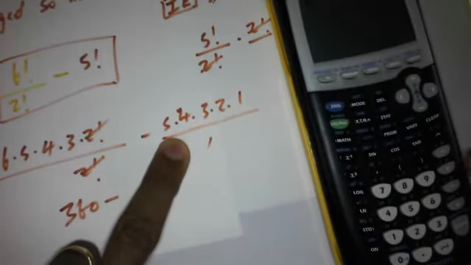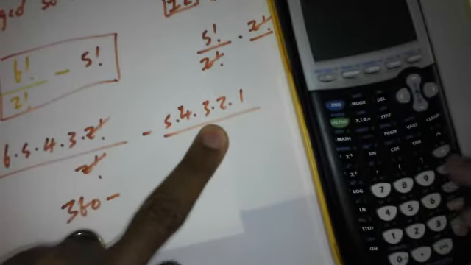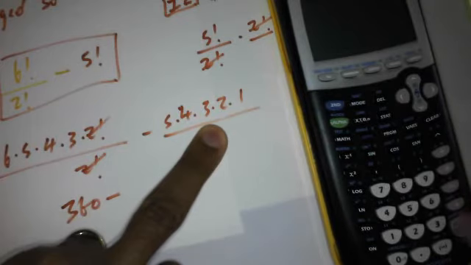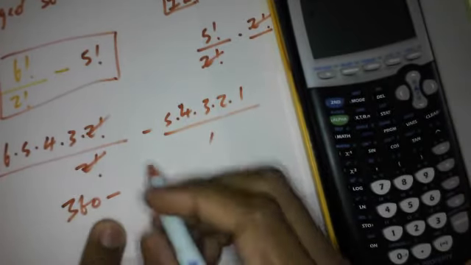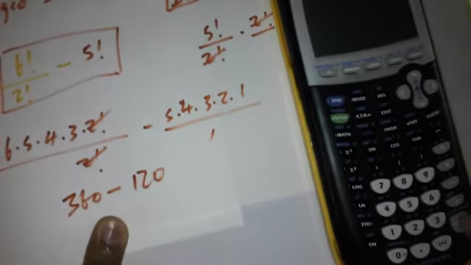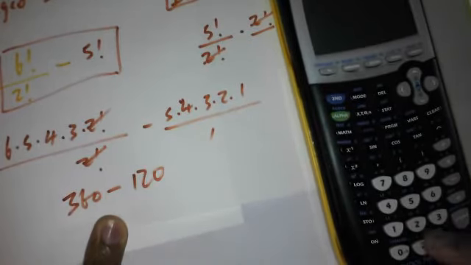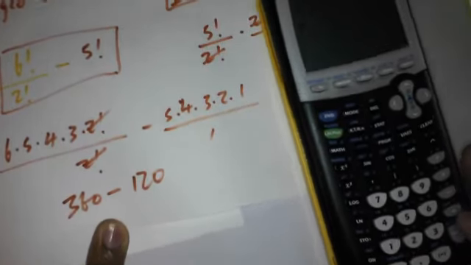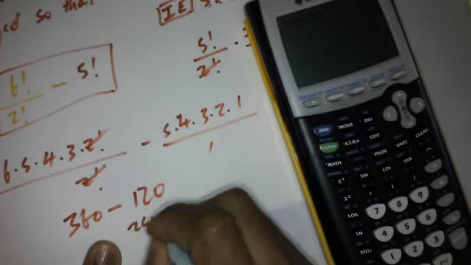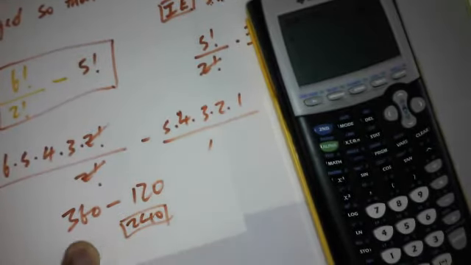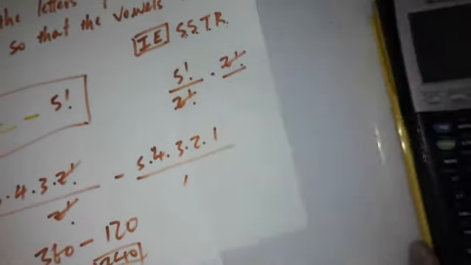360 minus this part here is 5 times 4 times 3 times 2. And that would be 120. So 360 minus 120, and that would give us 240. So 240 ways. Okay? Alright, here you go. 240 ways. Alright, let's look at our final example real quick.